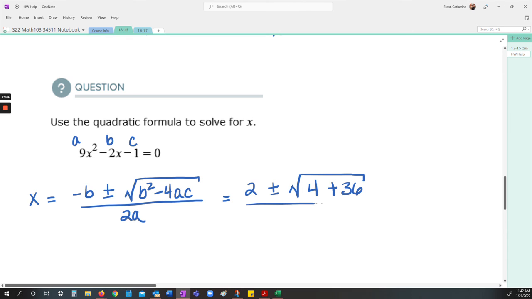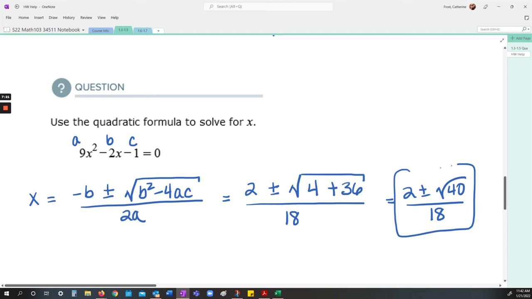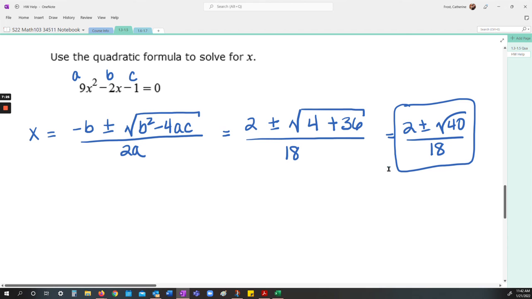So if you want to do that more slowly, absolutely, you should do that more slowly. And then 2 times 9 is 18. Okay, so we're going to have 2 plus or minus square root of 40 over 18. And so Alex is fine with you just leaving it like this. But I'm going to go a little bit further and show you how you would simplify.